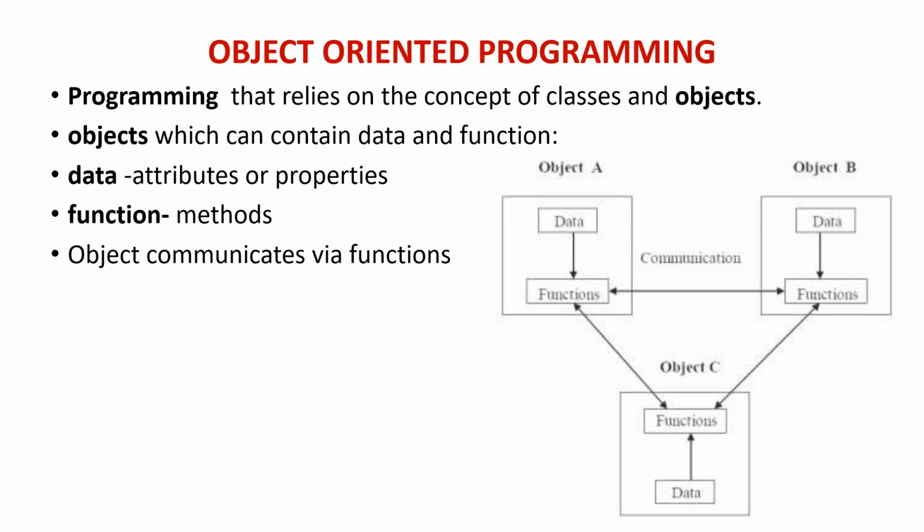Object-oriented programming is a programming methodology that relies on the concept of classes and objects. An object contains data and functions. Let us see this in the diagram: objects A, B, C, three objects. Each object has data and functions. These objects communicate with the help of these functions. Data means attributes and functions means methods or procedures.